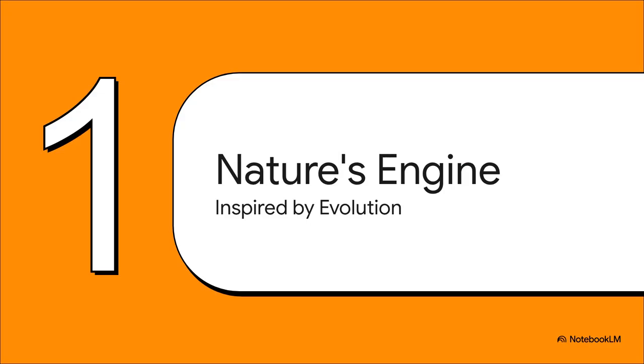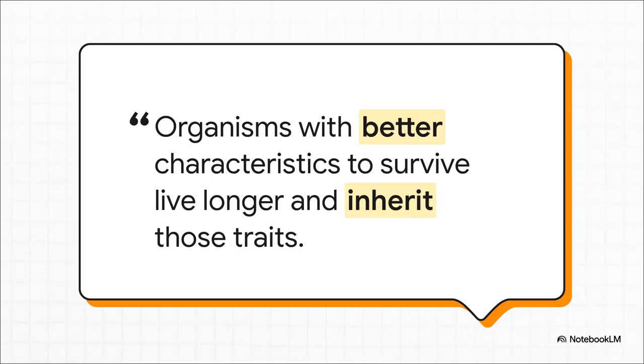So, where does an idea this wild even come from? Well, it's inspired by the single most powerful problem-solving engine on the planet, Darwinian evolution. It all boils down to Charles Darwin's big idea of natural selection. It's actually pretty simple. If an organism has traits that help it survive and thrive, it gets to live longer, make babies, and pass on those winning traits. It's survival of the fittest, playing out over millions of years.